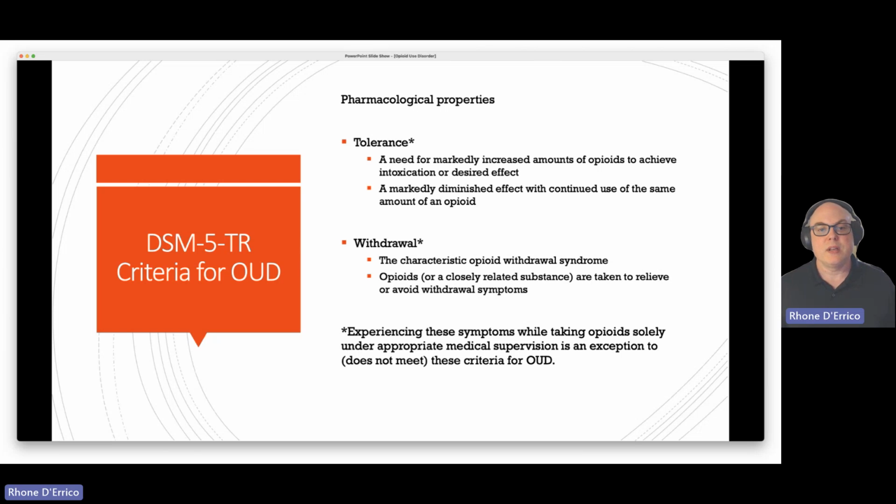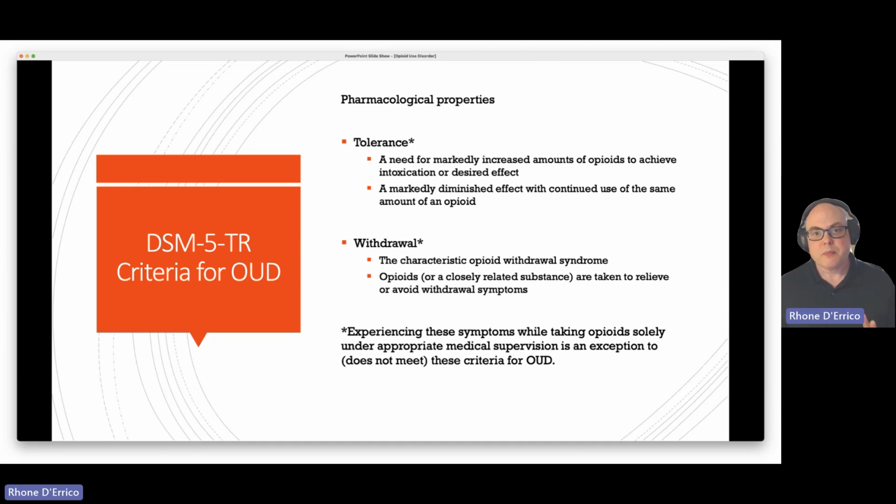Likewise, withdrawal is if you have this characteristic syndrome, which we're going to go into detail on in a little bit. When you stop using opioids, you get these symptoms. If you get that classic syndrome by stopping them, that means you have OUD. Or the person is taking opioids or a related substance in order to avoid those effects. They're specifically trying to get something like loperamide, the antidiarrheal medication, which has opioid effects, to prevent those withdrawal effects.